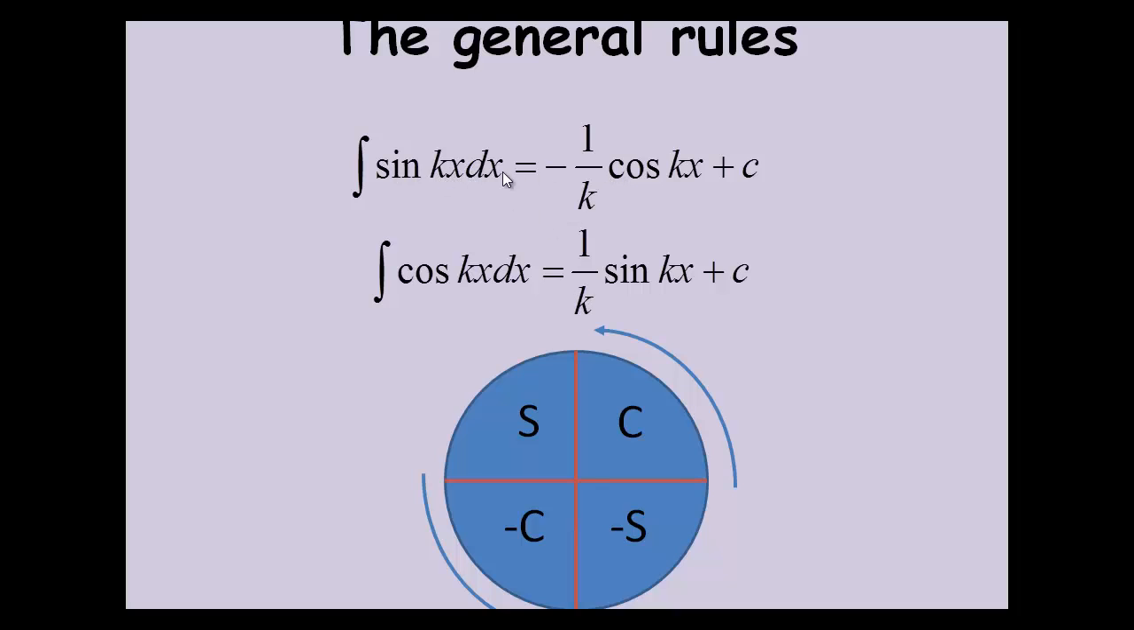Same logic is true here. Cos actually goes to minus sine, but minus cos goes to sine. So we can see here a very similar process. Sine differentiates to cos, cos differentiates to minus sine, to minus cos, and minus cos to sine, and so on. So going clockwise, we're differentiating. Integrating is the opposite way. So you can see here that going anti-clockwise, sine goes to minus cos, cos goes to sine. And you can see those results up there.